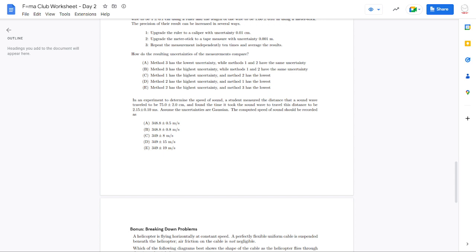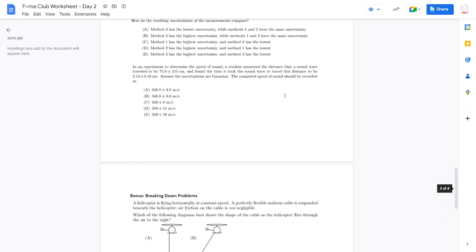Alright, in an experiment to determine the speed of sound, a student measured the distance that a sound wave traveled to be 75 plus or minus 2 centimeters. Found the time that it took to be 2.15 plus or minus 0.1 milliseconds. Assume the uncertainties are Gaussian. The computed speed of sound should be recorded as one of these options, right? All right, let's go straight into it.